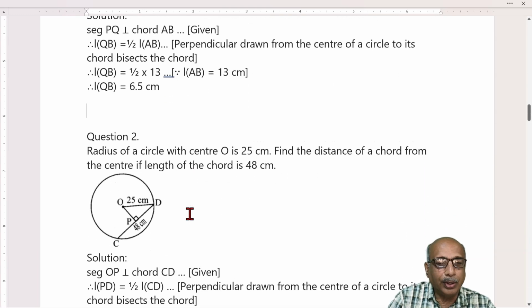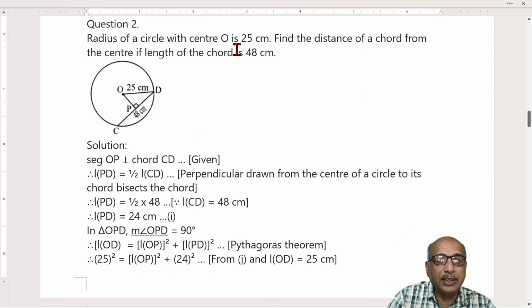Easy. Question 2. The radius of the circle with center O is 25 centimeter. Radius OD is here. Find the distance of the chord from the center if the length of the chord is 48 centimeter. CD is 48 centimeter. Perpendicular OP is drawn from the center, so PD will be half of CD, 24. PD is 24, OD is 25. We have to find OP, the distance of the chord from the center. What will you apply? Pythagoras theorem. So apply Pythagoras theorem and find OP. That will be the answer.